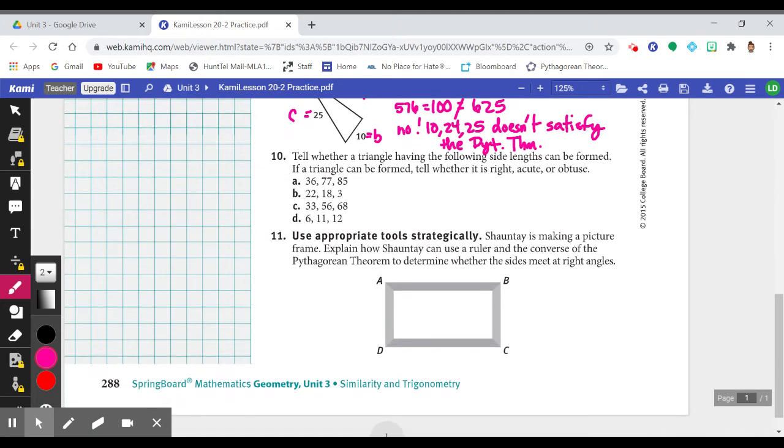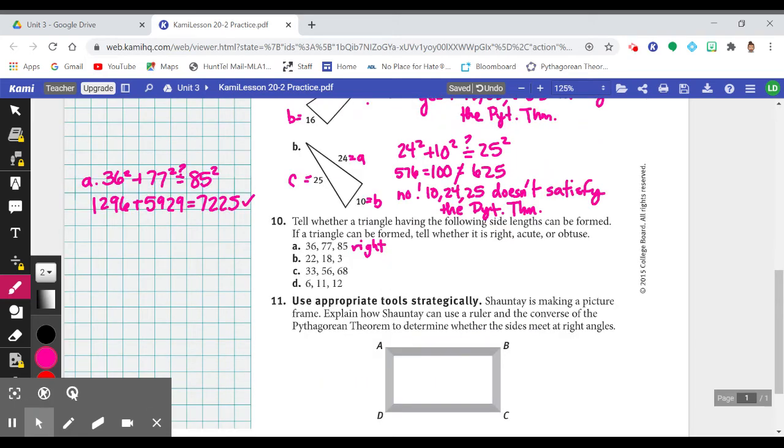So now our task using the Pythagorean theorem is to determine, do these three measurements represent the sides of a right triangle, acute triangle, or obtuse? So for A, and let's just be clear here, 85 has to be C simply because it's the largest measurement. So for A, we'll say 36 is A, 77 is B. I'm going to put a question mark over it, and we'll say 85 is C. So see if that sum does in fact equal 85 squared. So 36 squared plus 77 squared does in fact equal 85 squared. So these three measurements represent a right triangle.